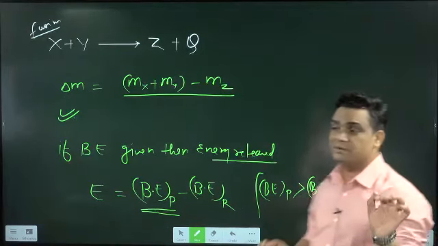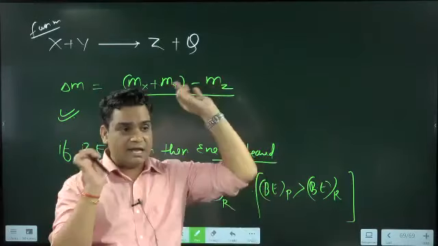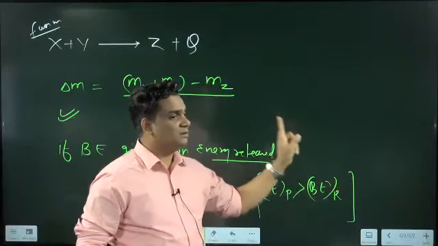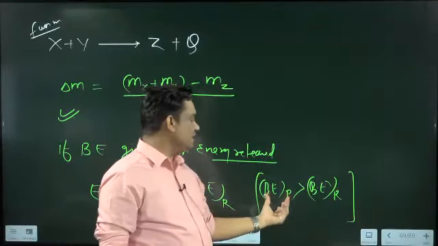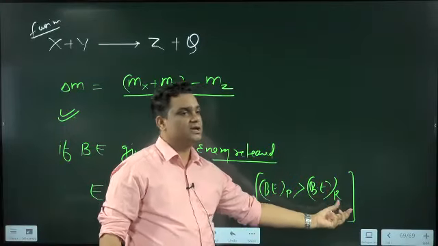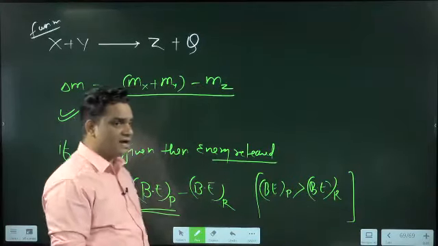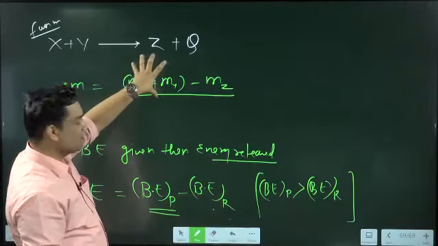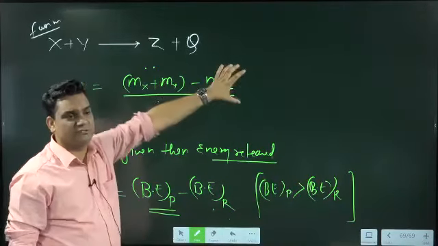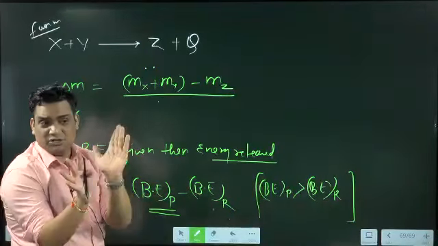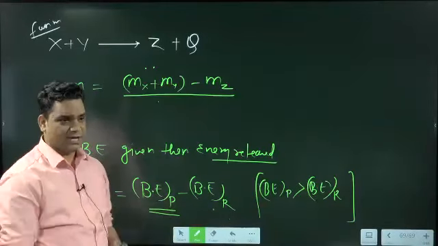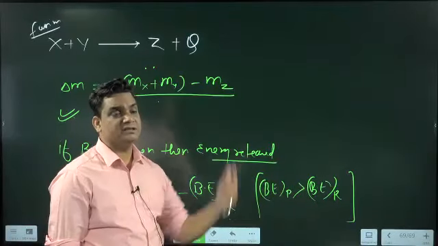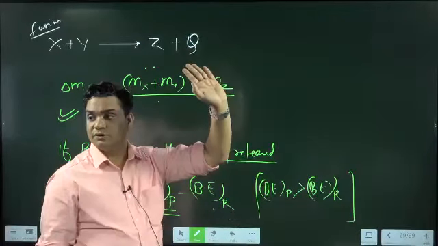Why will binding energy of product be more than binding energy of reactant? Because in any spontaneous reaction, the final product will be stable. So if binding energy is given, directly take binding energy of product minus reactant. If masses are given, then mass of reactant minus mass of product. All the game is about stability. Mass is reduced to achieve stability, and binding energy is increased so that we can get the stable structure.